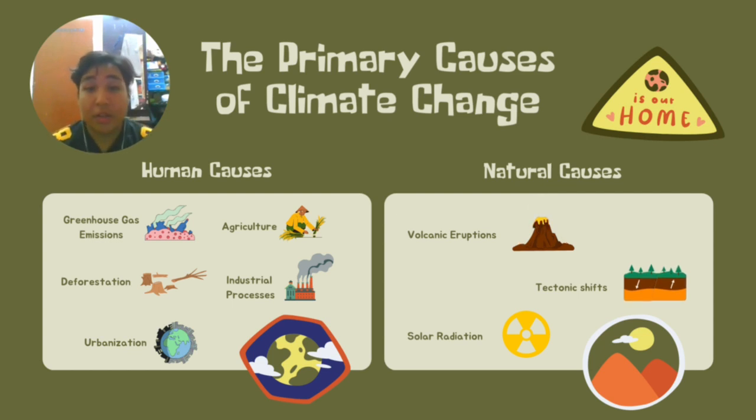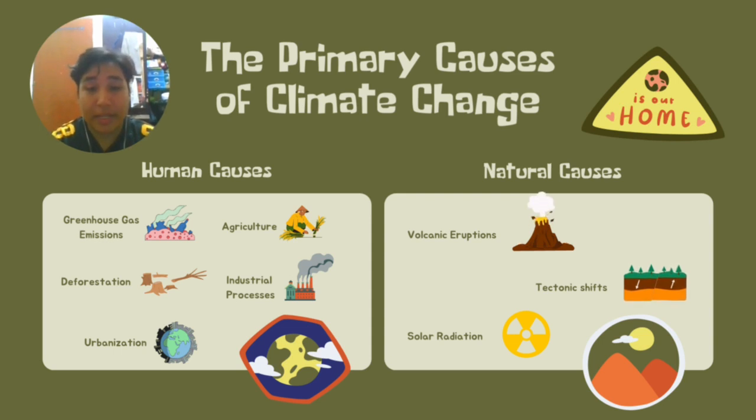First of all is solar radiation. Changes in the sun's energy output can affect the Earth's climate. However, natural variation in solar radiation is relatively small and occurs over thousands of years, making its impact on short-term climate change negligible.